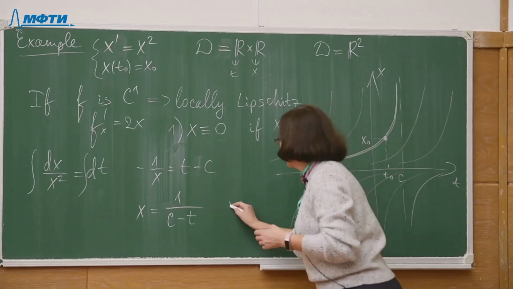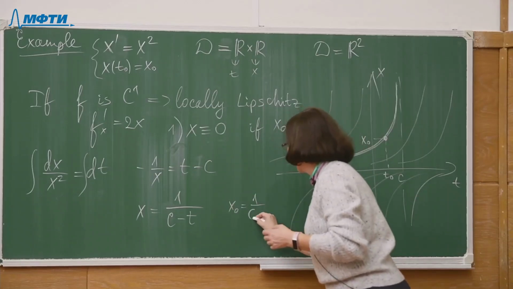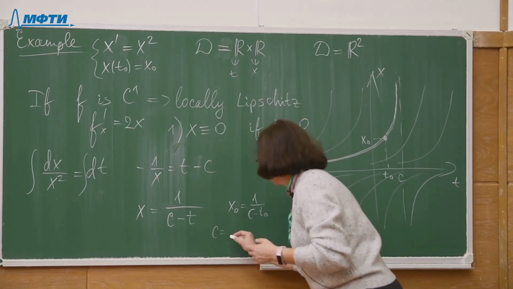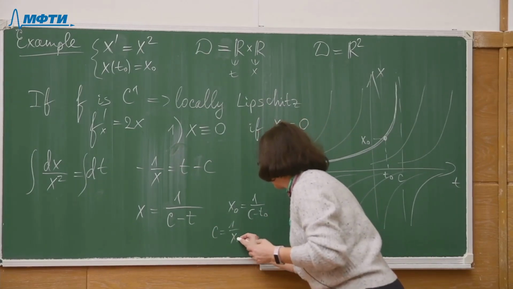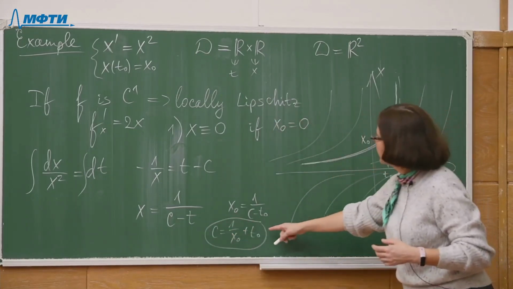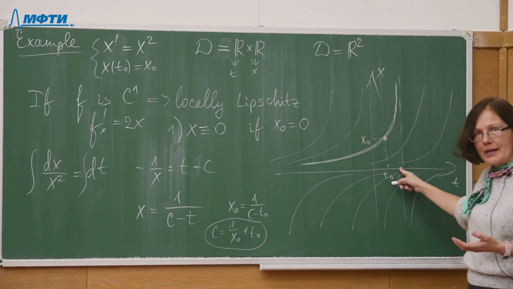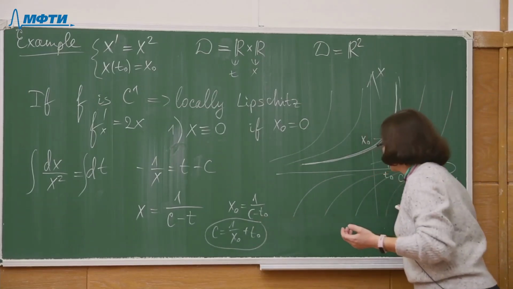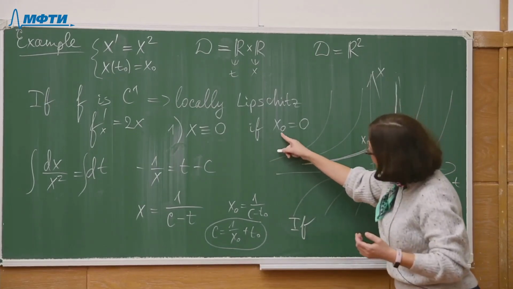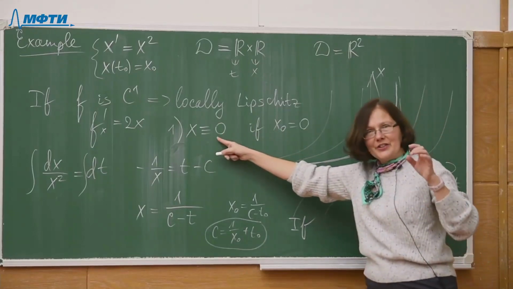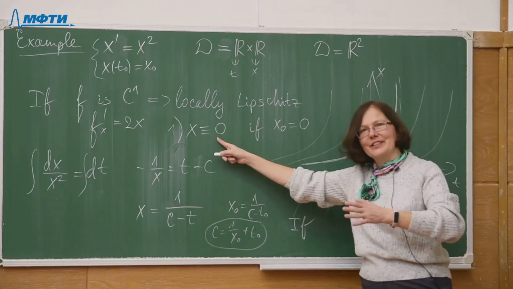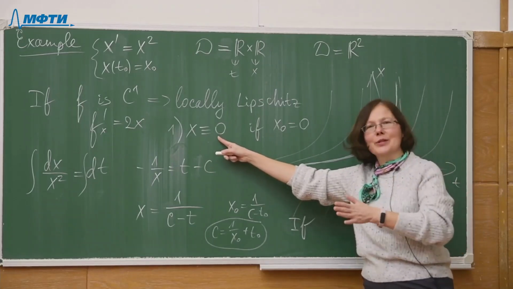So let's solve it, and from this we have c. C will be equal to 1 over x0 plus t0. This is c, and this is the end point of the maximal interval. So the answer is, if x0 is 0, then x is identically 0, and the maximal interval will be from minus infinity to plus infinity, right? From negative infinity to positive infinity.